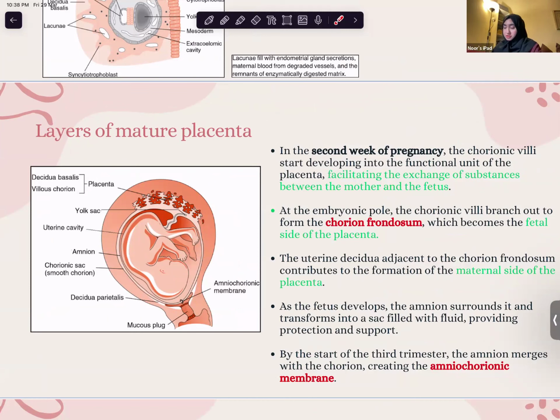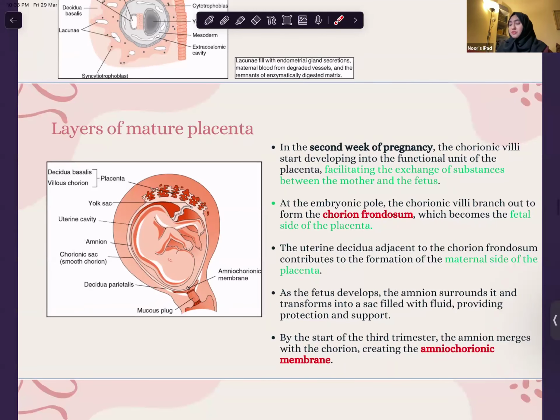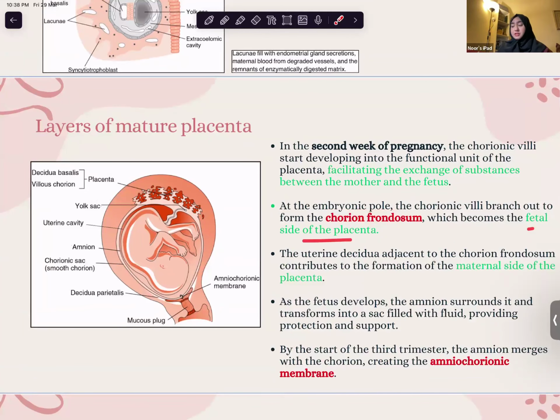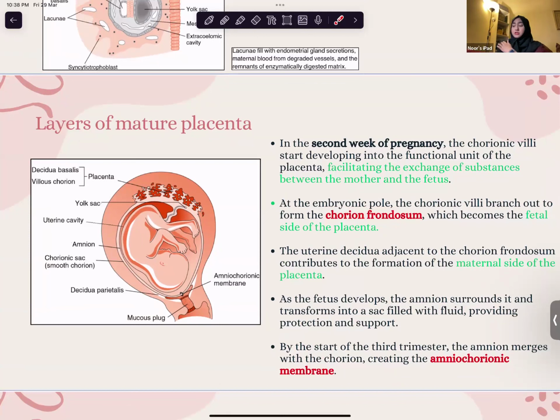At the embryonic pole, the chorionic villi branch out to form the chorion frondosum. This is the embryonic pole, the one where the implantation was initiated, and that is called the chorion frondosum. You can also call it chorion, but to be more specific, if it's at the embryonic pole, it's the chorion frondosum, which is the fetal side of the placenta. The uterine decidua adjacent to the chorion frondosum contributes to the formation of the maternal side.